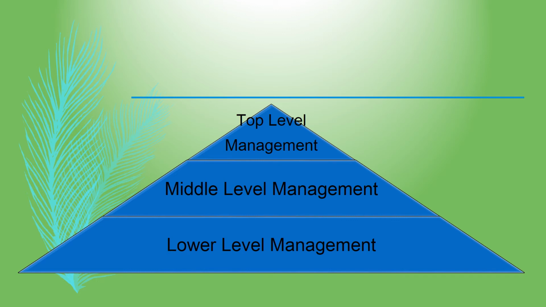And now let us take this organizational structure as our basis. So we have here a triangle with three divisions. We have here the top level management, we have the middle level management, and of course the lower level management. Now, communication in organizations could be coming from the top level management going down, or it could be coming from the middle level management going up and down, or it could be coming from the lower level management going up.